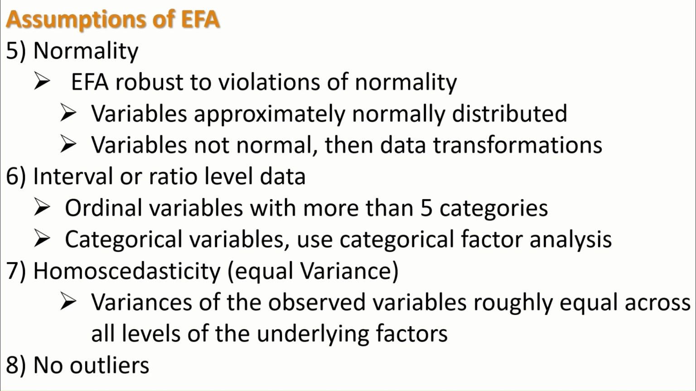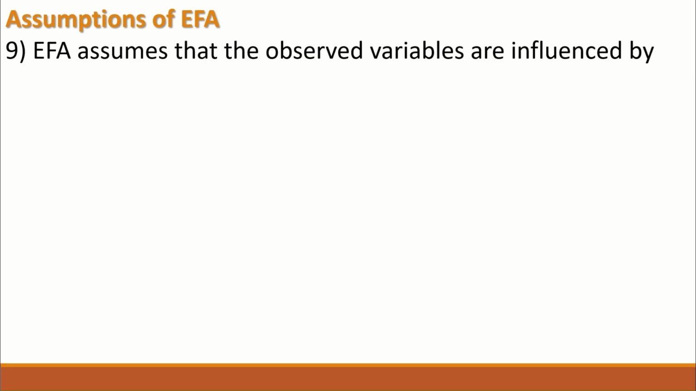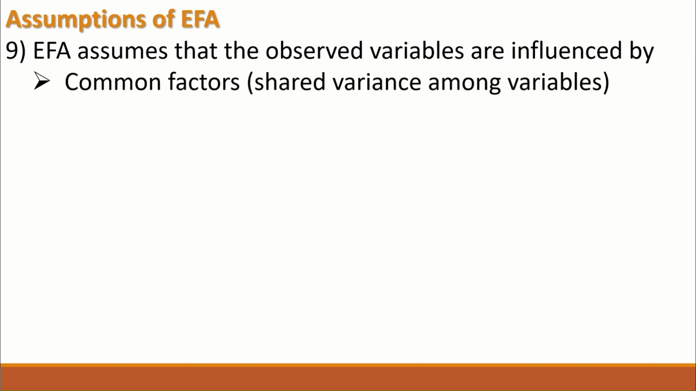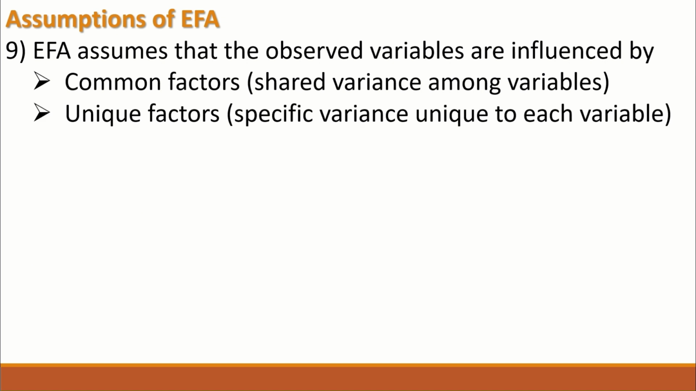The eighth assumption is that there are no outliers. Outliers are extreme high or low values within the data. The ninth assumption is that EFA assumes that the observed variables are influenced by two things. The first one is the common factor. The second one is the unique factors. Common factors are shared variance among variables, and unique factors are specific variance unique to each variable.